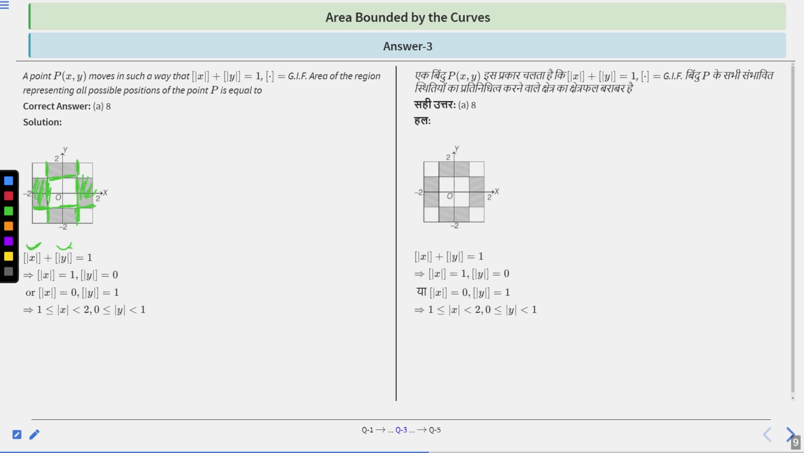Therefore, these shaded regions' area is what we have to find. Clear? Got it? So, what will be the area of this shaded region? All these portions are squares of side 1 unit, right? Therefore, how many squares can you see? 1, 2, 3, 4, 5, 6, 7, 8.